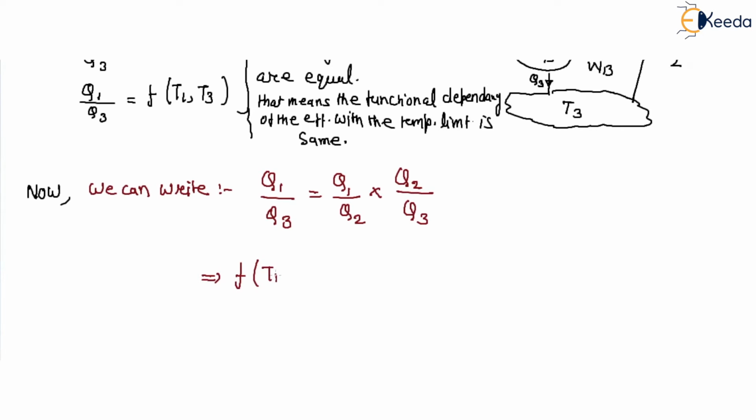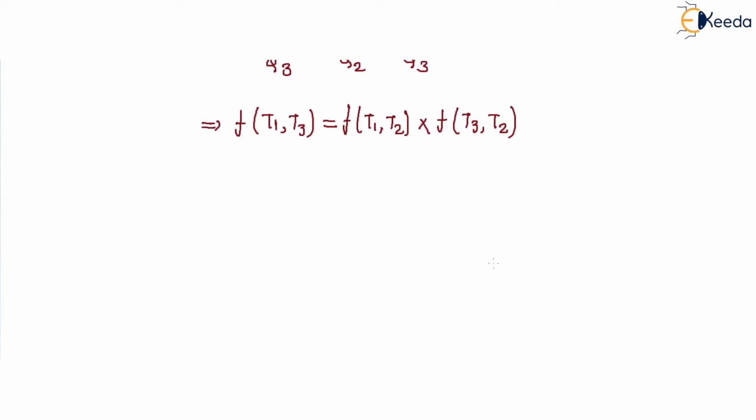It is f(T1, T3). What is Q1 by Q2? f(T1, T2). What is Q2 by Q3? f(T3, T2). No problem. So the only possibility is that the function f(T1, T3) is the function f(T1, T2) cross function f(T2, T3).